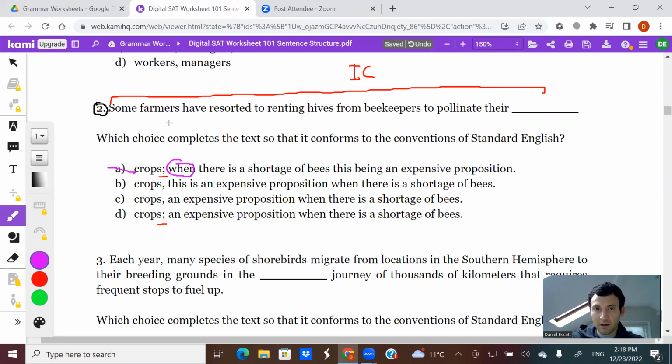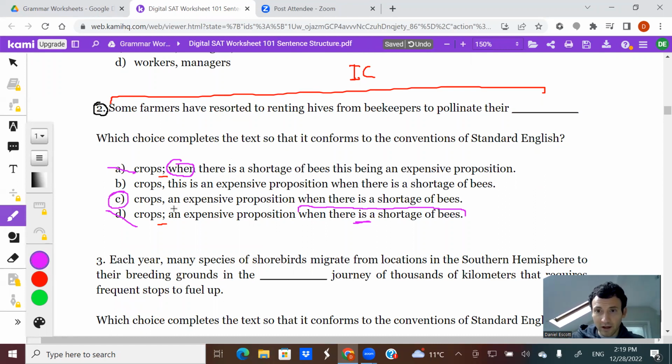If you look at D, same thing, independent clause out front, an expensive proposition when there is a shortage of bees. Again, this is not an independent clause. I know there's a verb, but it's part of the when there is a shortage of bees. So it's just kind of further describing the proposition. So anyway, we don't have two independent clauses there. Because we don't have two independent clauses there, it's not D. The answer to this one is just going to be C.